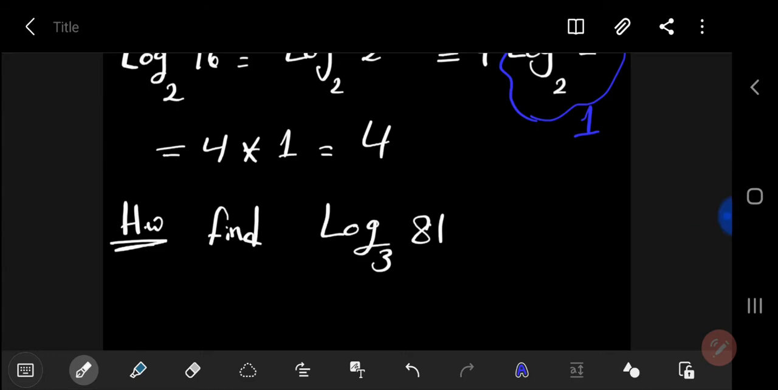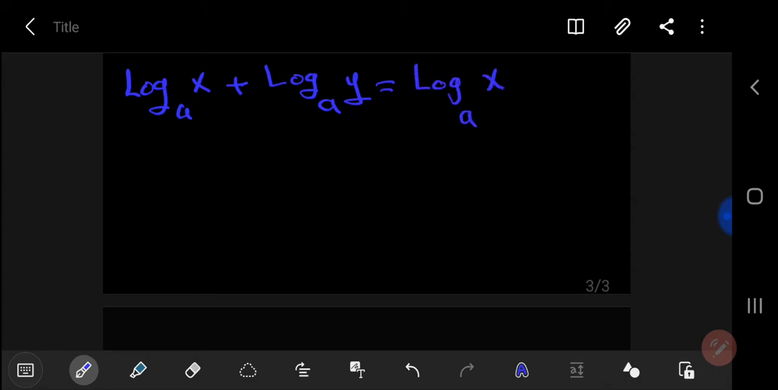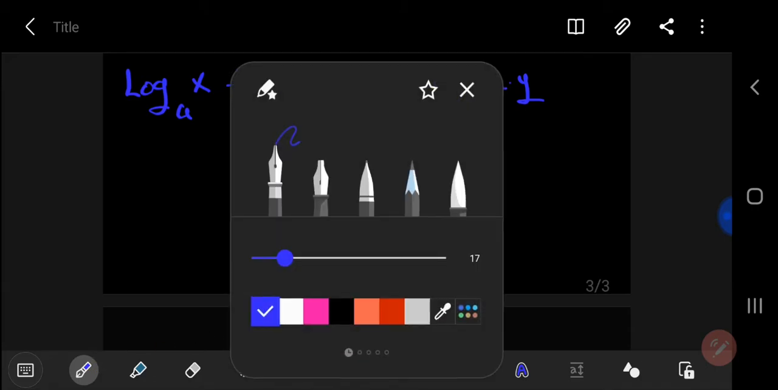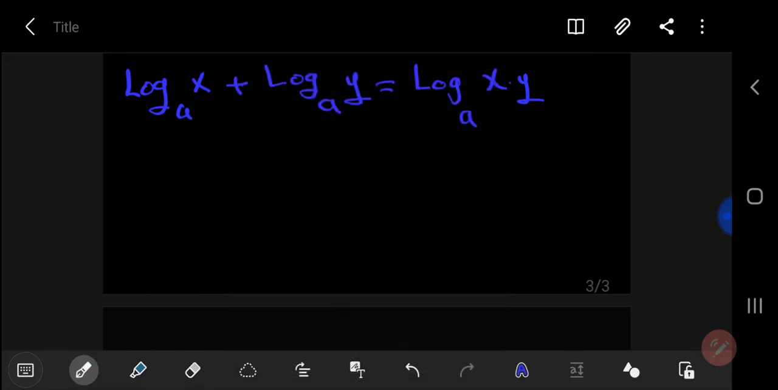Now I will take another property. I write it also for you. This is a very important property for logarithms. It says log base a of x plus log base a of y equals log base a of x times y. How can I take the benefit of this rule? I will take an example to see how.